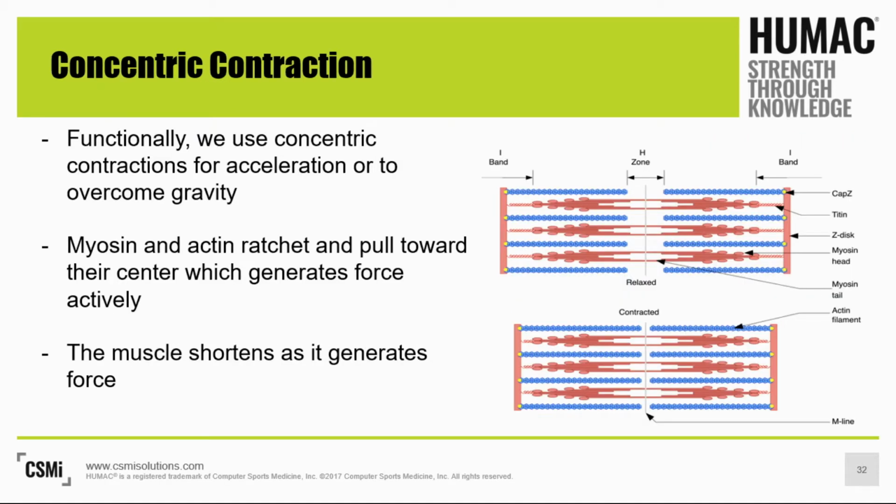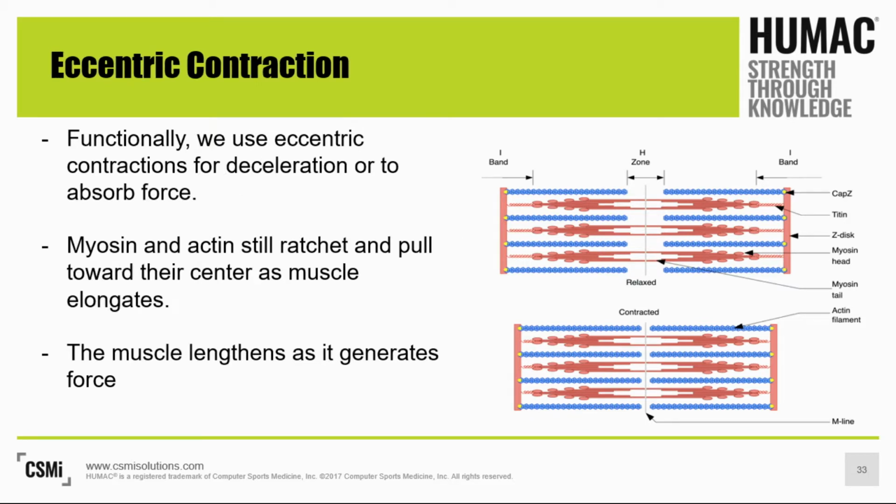On the concentric side, this is used for acceleration activities, such as throwing a ball, or for overcoming gravity, as with jumping. There is movement occurring here as the myosin and actin ratchet together toward the center and the muscle shortens as it generates force.